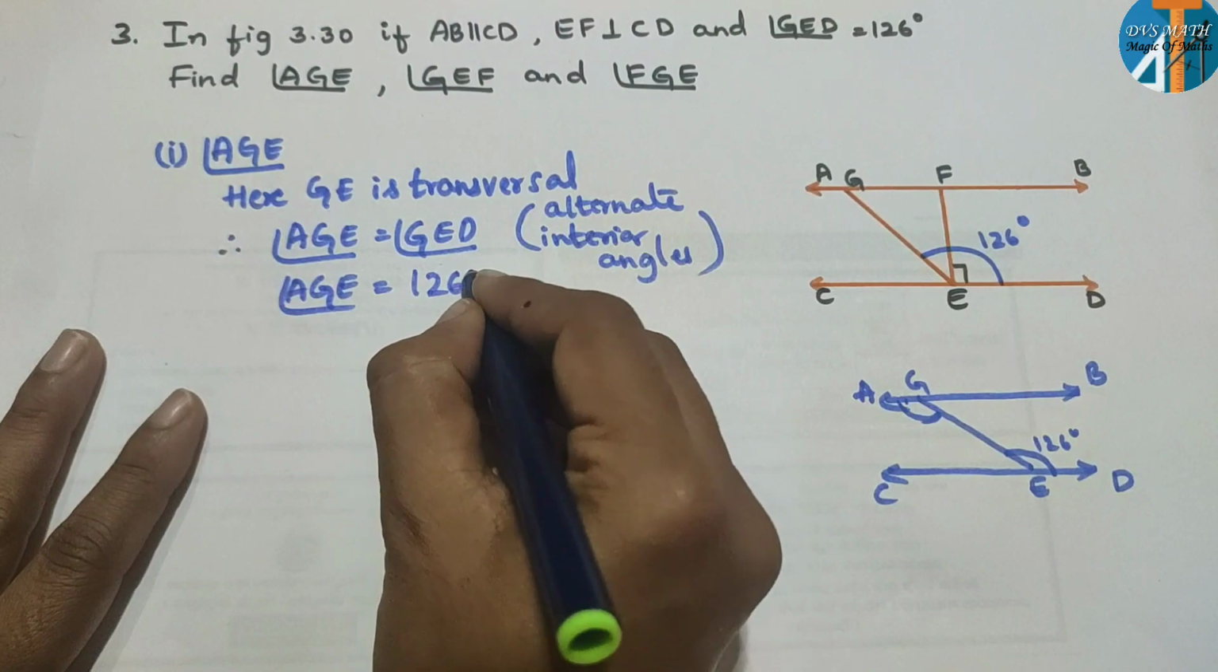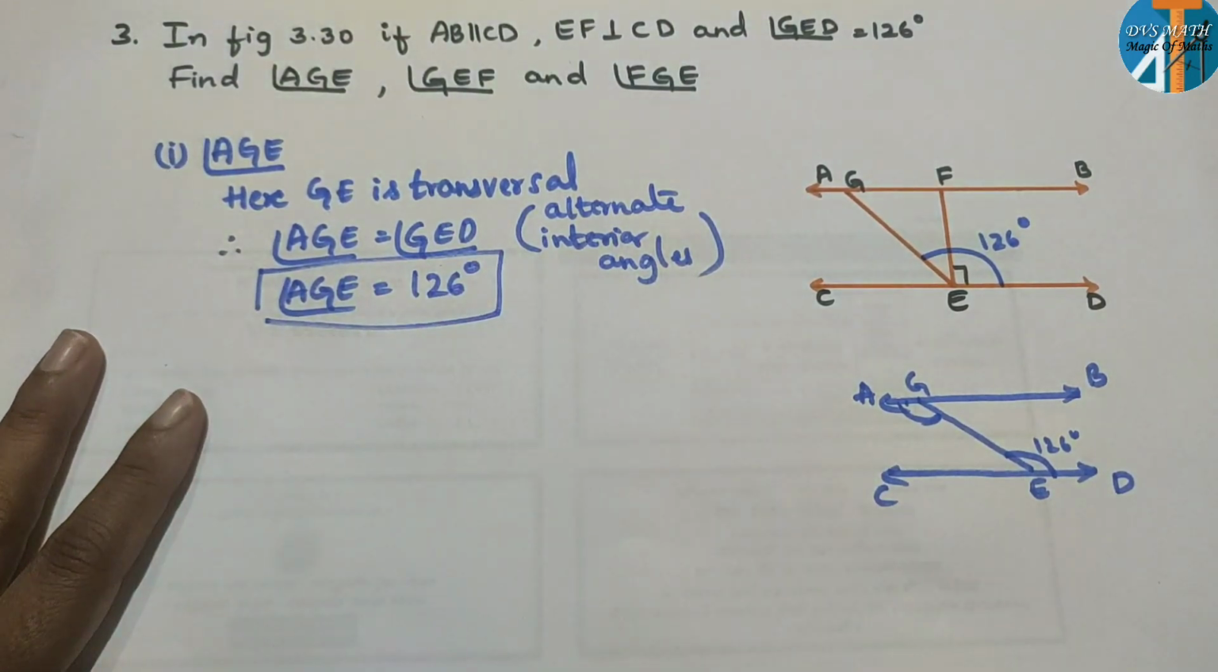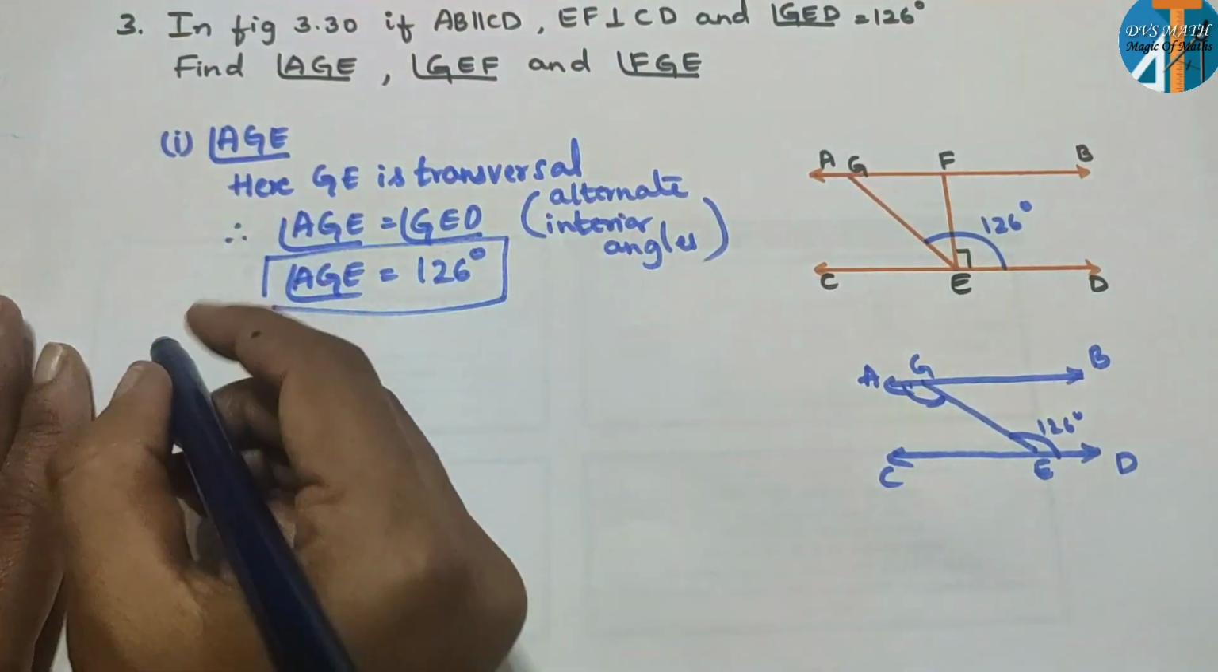126. So this is also 126 degrees. So we got this as 126 degrees. Okay, we got the first one. Let's go for the second case.